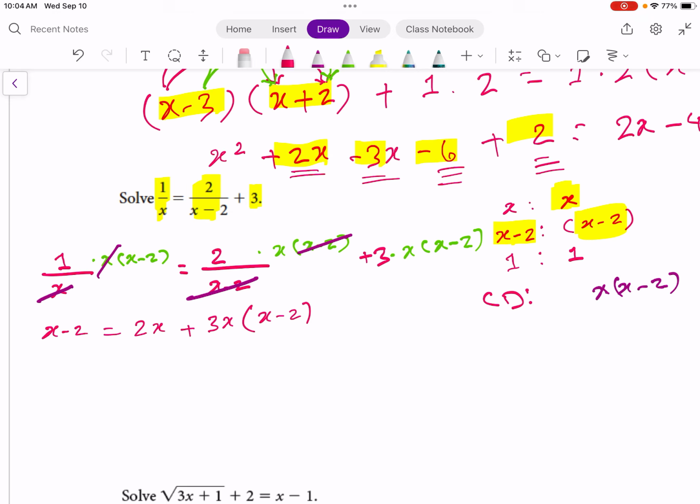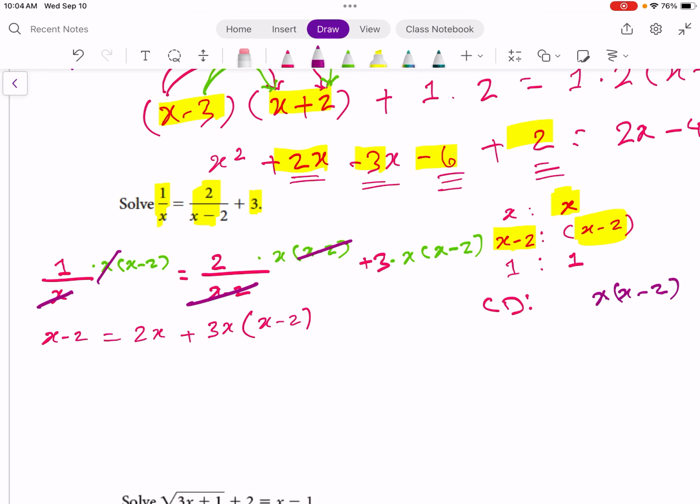Find the common denominator, multiply each expression by the common denominator, and once you multiply by a common denominator, there is no more denominator. Okay, you get rid of every denominator. Any question up to here? Now we simplify, get rid of parentheses, collect the like terms, and solve the equation.